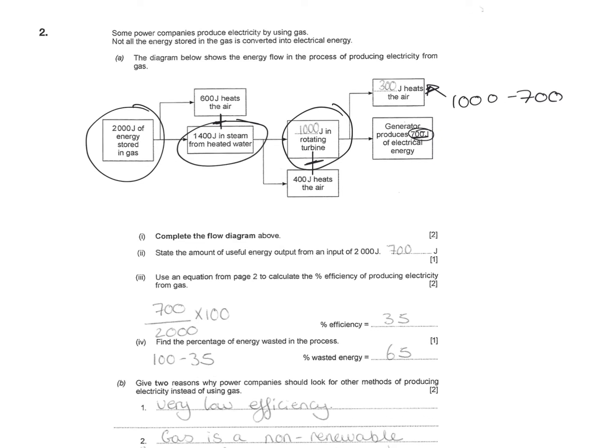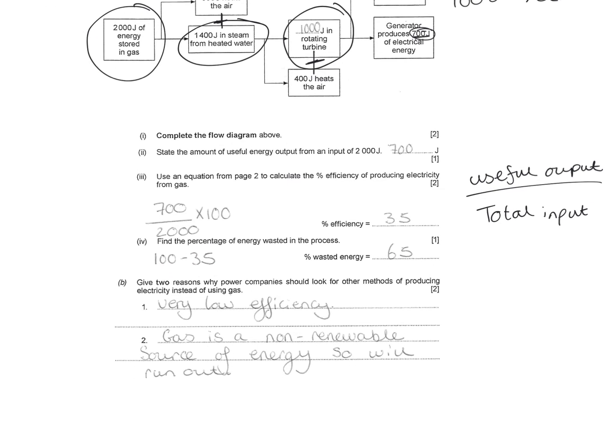Okay, use the equation. You will get given the equation. Okay, efficiency equals total input over the useful output. So the useful output was 700, total in was 2000 right at the beginning, times that by 100 to get your percentage, and that would be 35, okay? Calculate how much is wasted. Percentages are always in 100, so 100 take away 35, that would have given you 65.